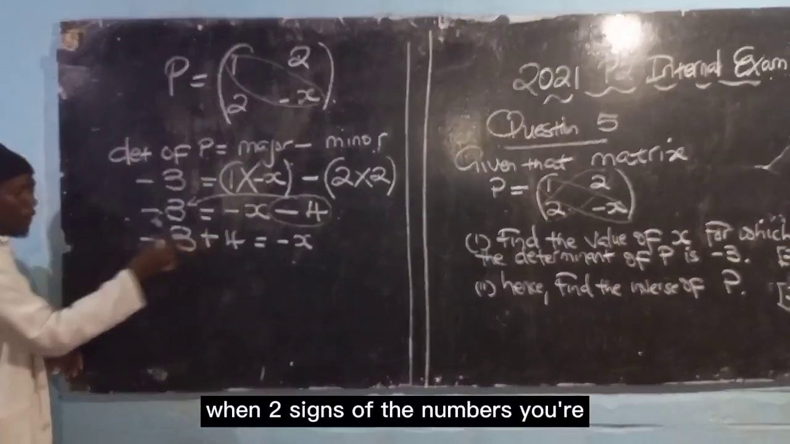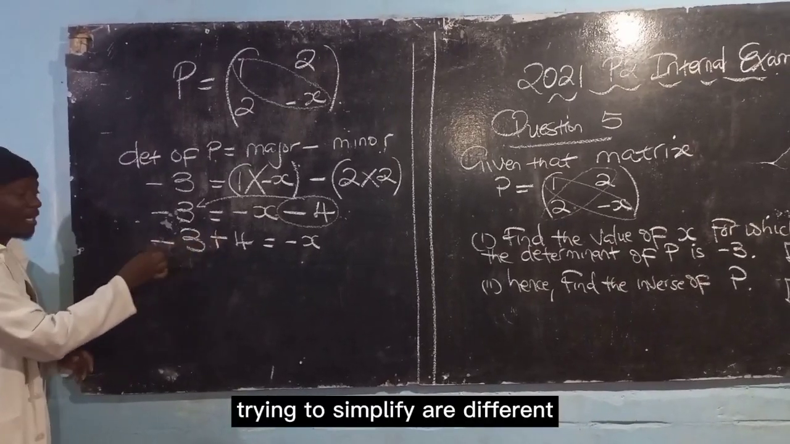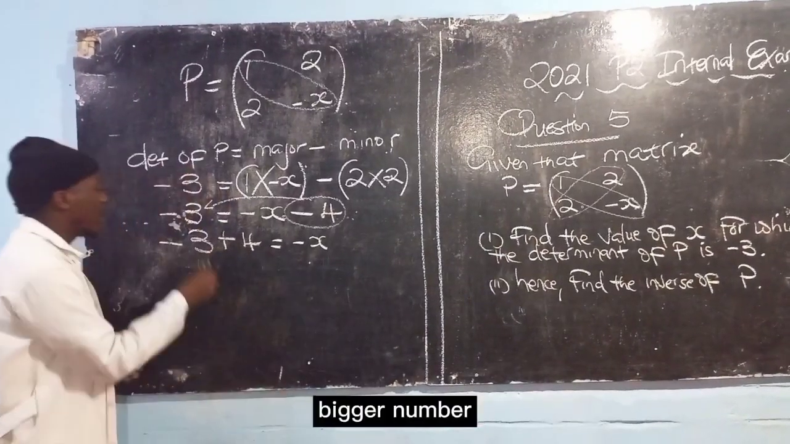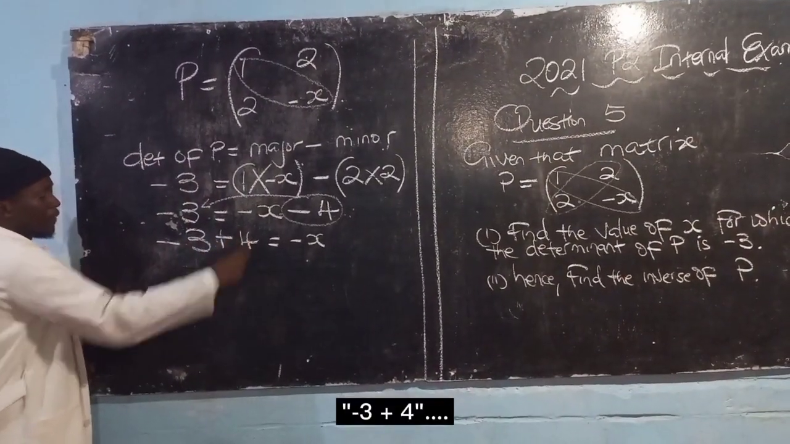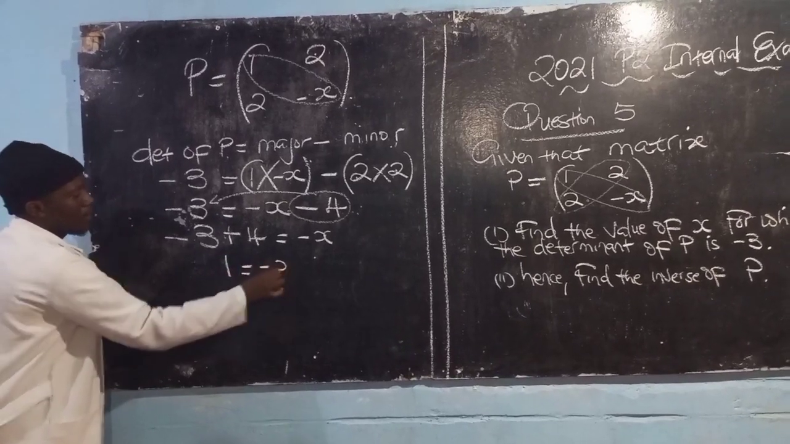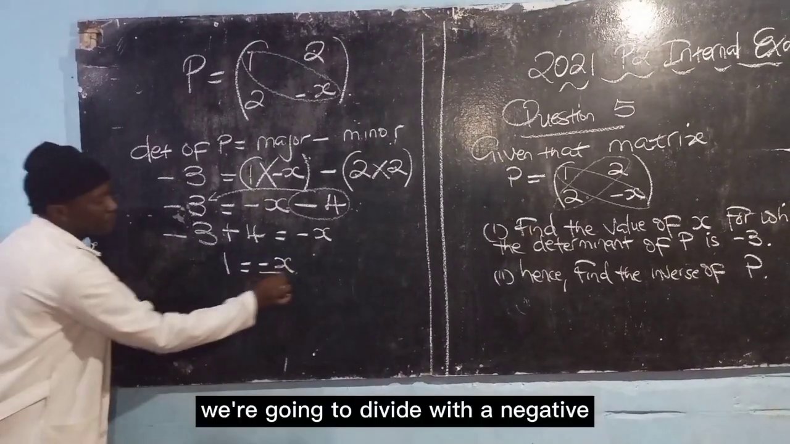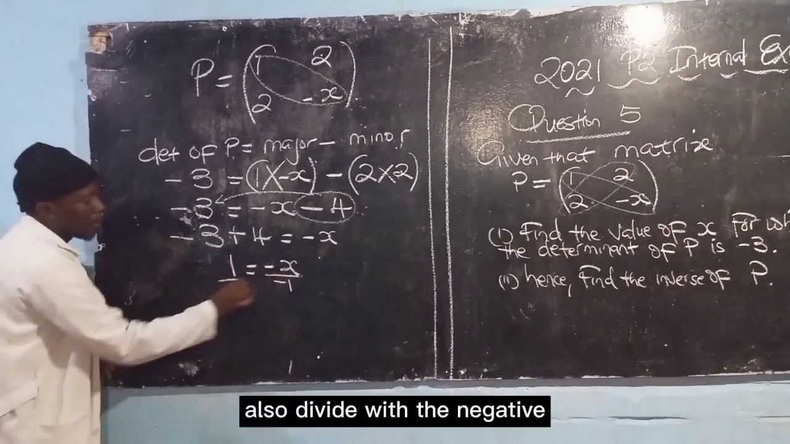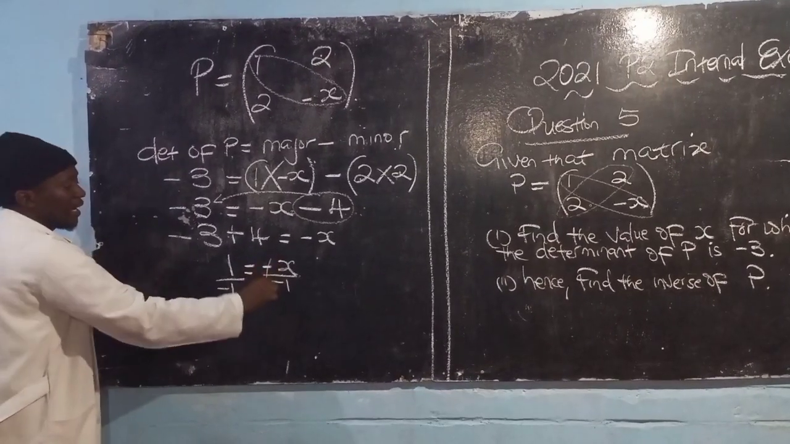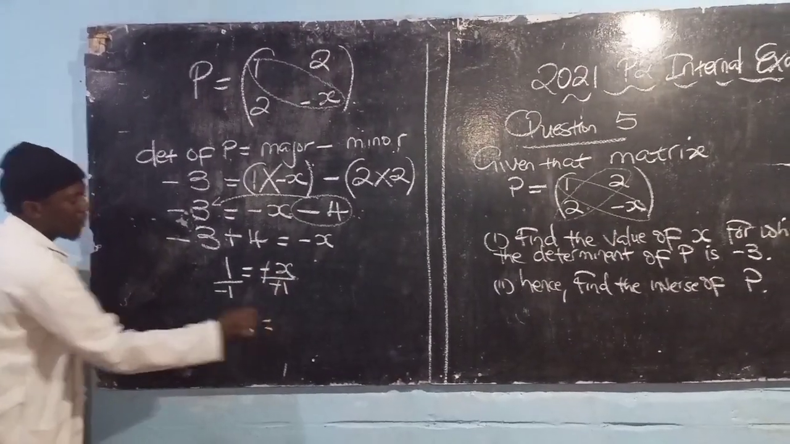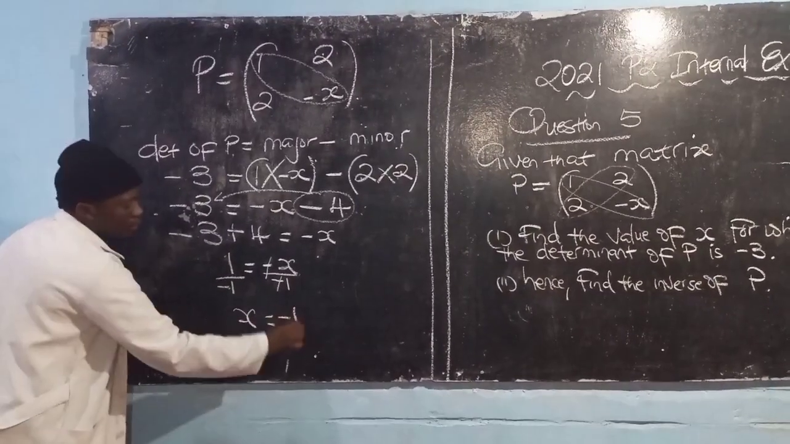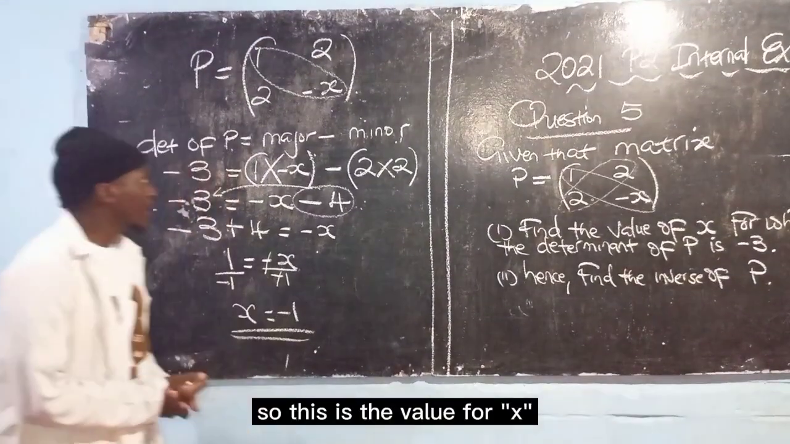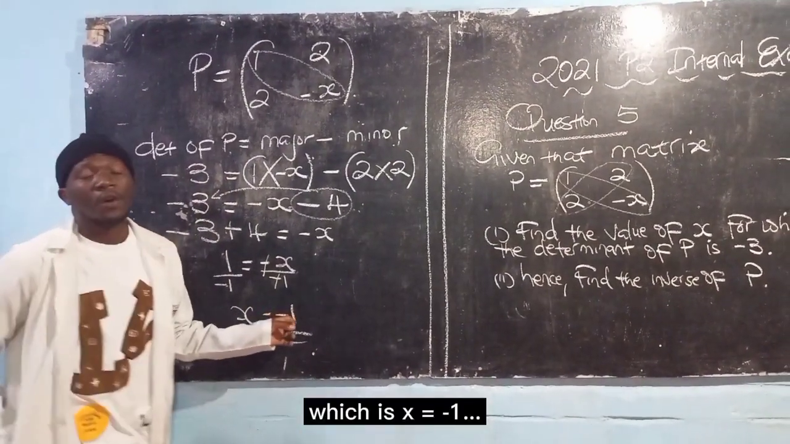When two signs of the numbers you're trying to simplify are different, always subtract and pick the sign from the bigger number. Negative 3 plus 4 is going to give us a 1, which is equal to negative x. We're going to divide with a negative, so as to eliminate the negative on the variable. Also divide with a negative. This negative and negative cancels, x equals negative 1 over 1, which is going to be negative 1. So this is the value for x, which is x equals negative 1.